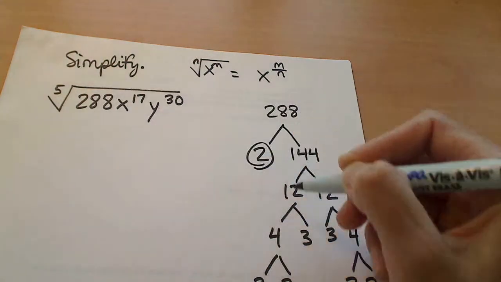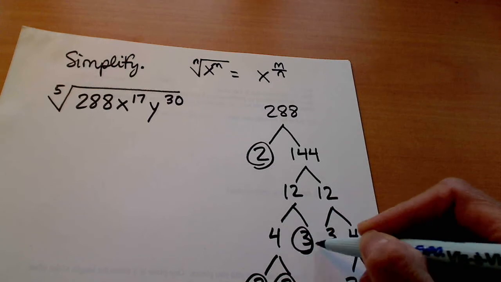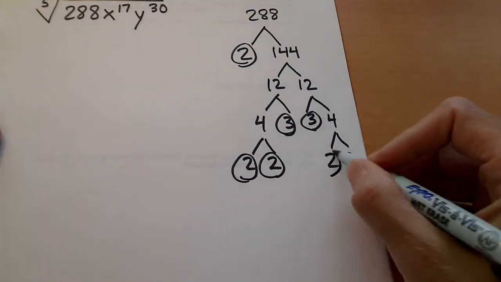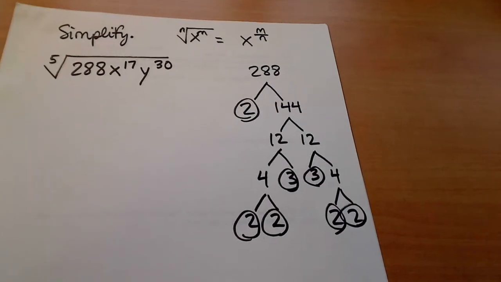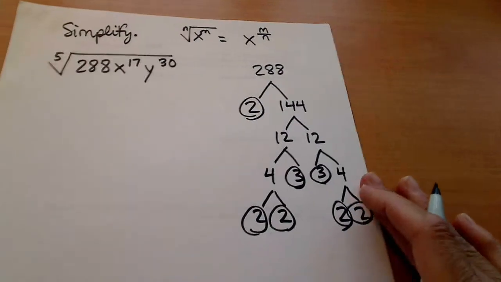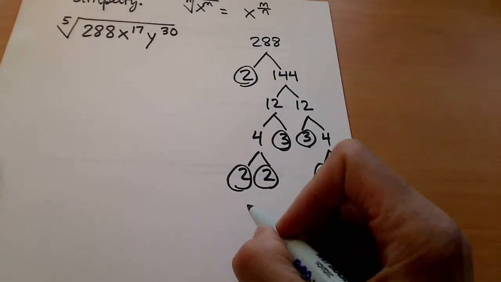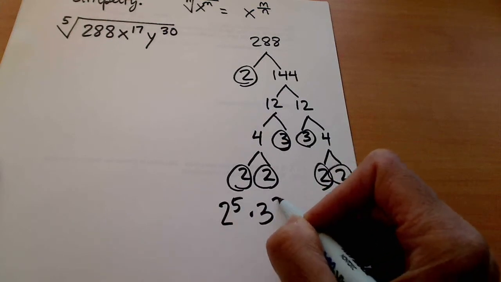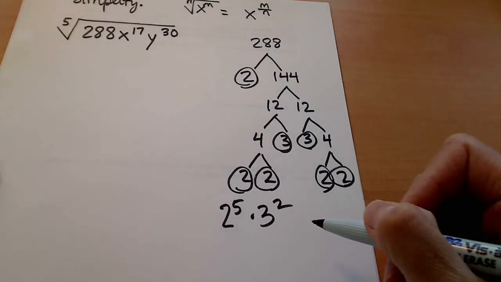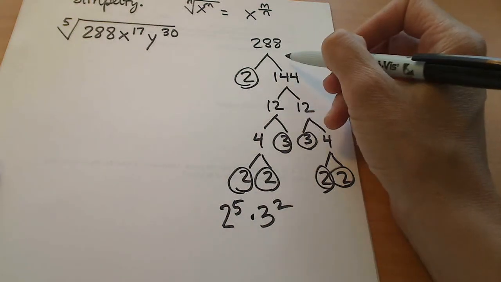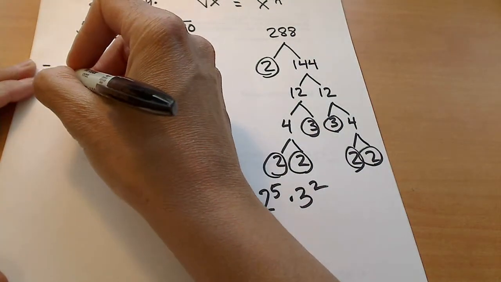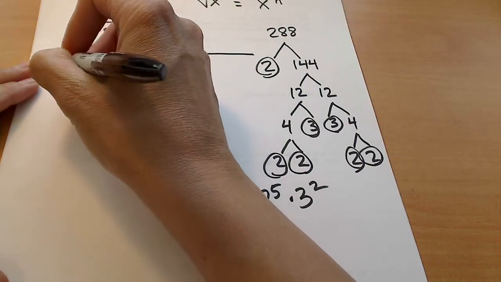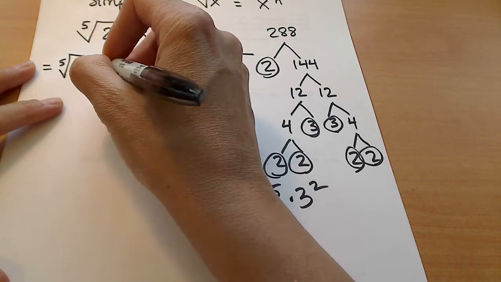We want to look at the endpoints of our tree here to be able to write out the prime factored form. What I see here for the prime factored form is 1, 2, 3, 4, 5 2's and a couple of 3's. So 2 to the 5th times 3 squared is how we could represent 288. So I'm going to rewrite the 288 as 2 to the 5th and then 3 squared.